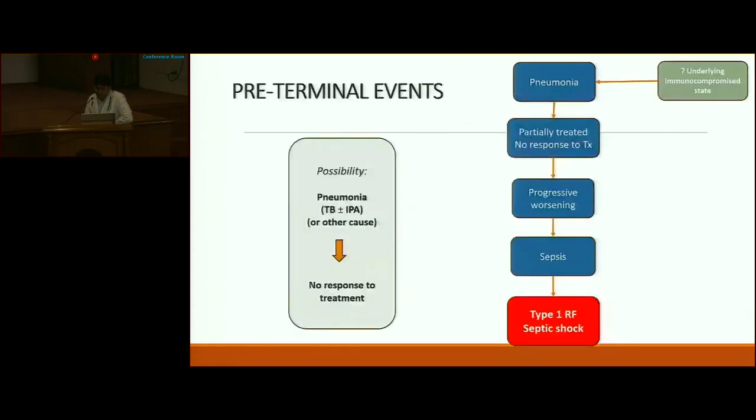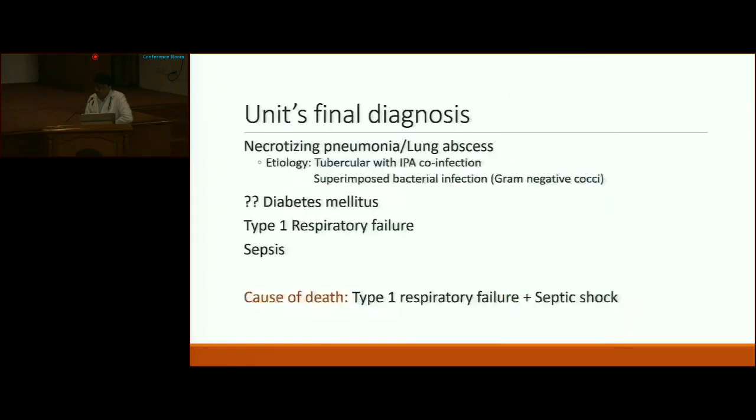So pre-terminal events may be an underlying immunocompromised state that led to pneumonia, other tubercular or IPA, or other cause, with no response to treatment or partially treated, and progressive worsening of symptoms led to sepsis, type 1 respiratory failure and respiratory shock, and that led to the final events.